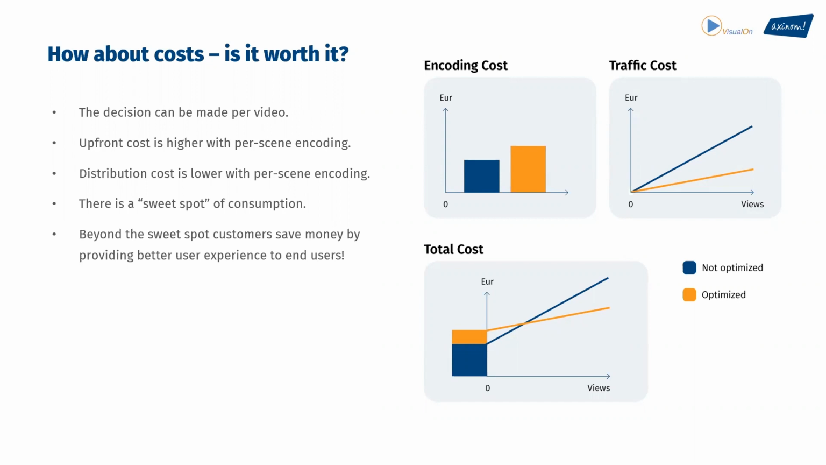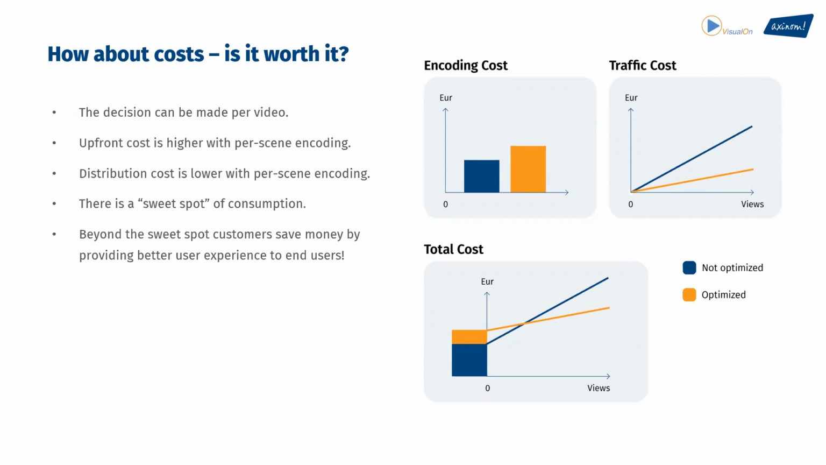So, there's a sweet spot of consumption, as we call it. And this is when, in this lower diagram that you are seeing there, the lines cross. I will explain that in a second. And beyond the sweet spot, customers save money by providing better user experience to end users. That sounds really like a win-win. You save money by delivering something better. So let's have a look at these 3 diagrams. The first shows the encoding cost. Blue is non-optimized and orange is optimized.